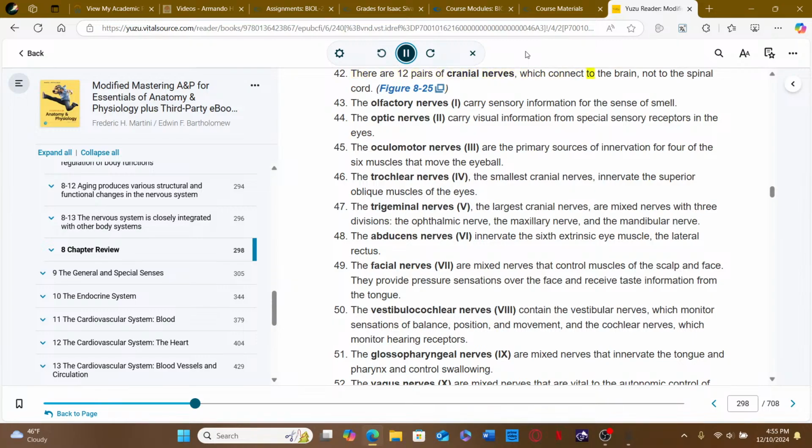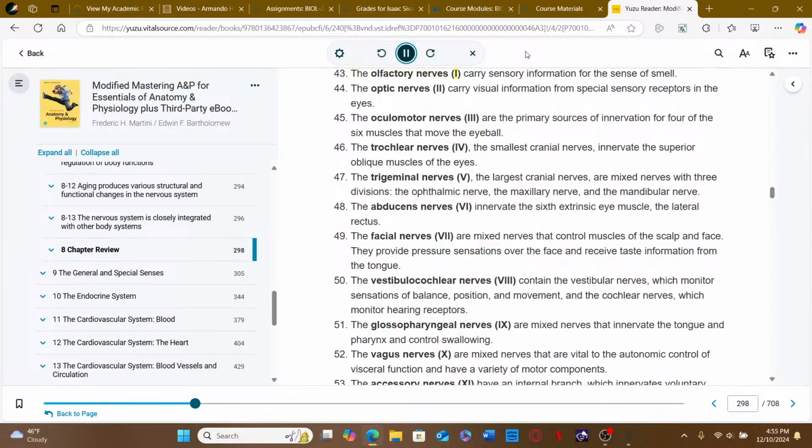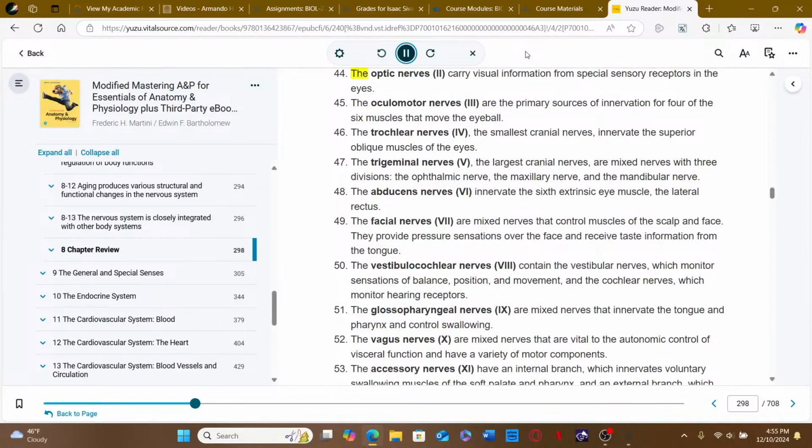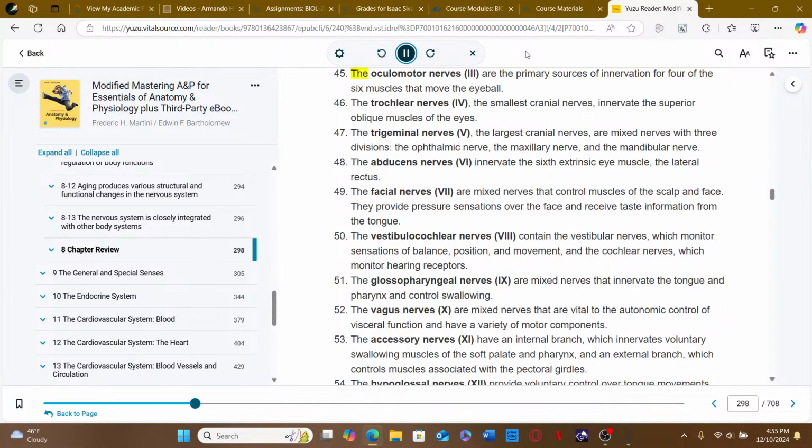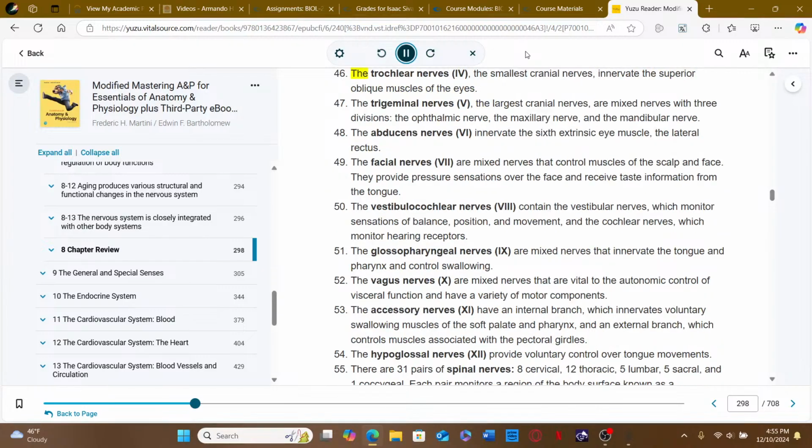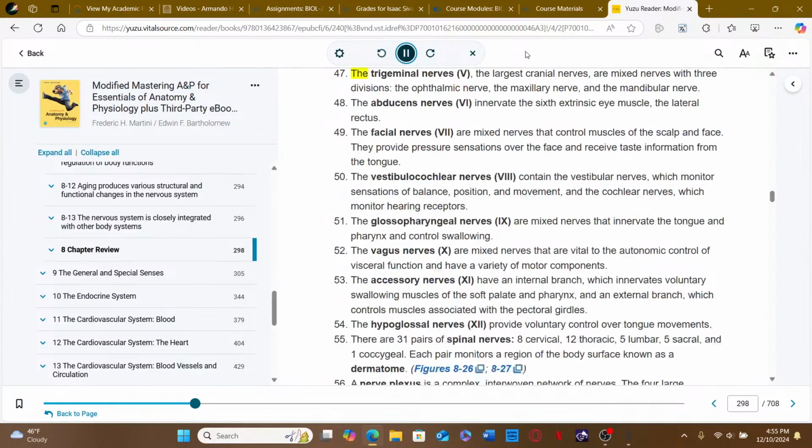There are 12 pairs of cranial nerves, which connect to the brain, not to the spinal cord. Figure 8-25. The olfactory nerves, 1, carry sensory information for the sense of smell. The optic nerves, 2, carry visual information from special sensory receptors in the eyes. The oculomotor nerves, 3, are the primary sources of innervation for 4 of the 6 muscles that move the eyeball. The trochlear nerves, 4, the smallest cranial nerves, innervate the superior oblique muscles of the eyes.